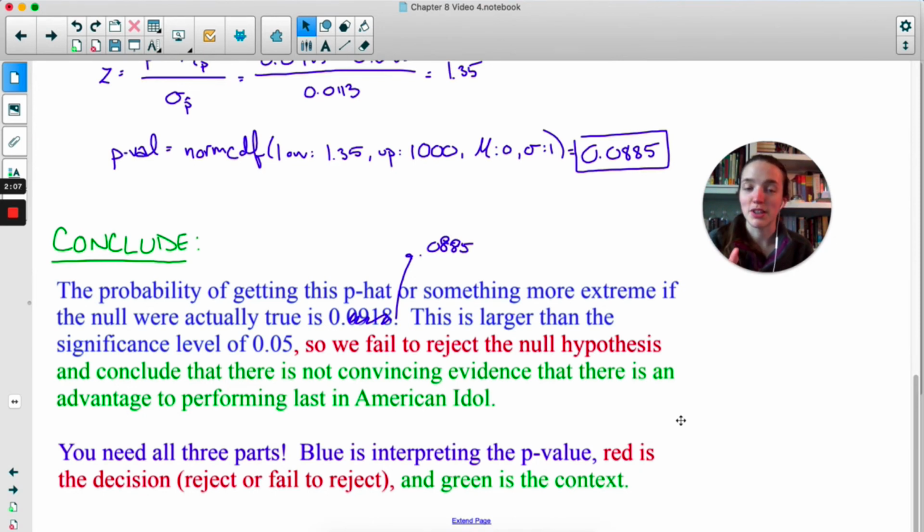That part is actually really important. If the null were true. The whole idea of the p-value is it's telling you the probability of getting a certain p hat under the assumption that the null is actually the truth. So you have to say if the null were true.